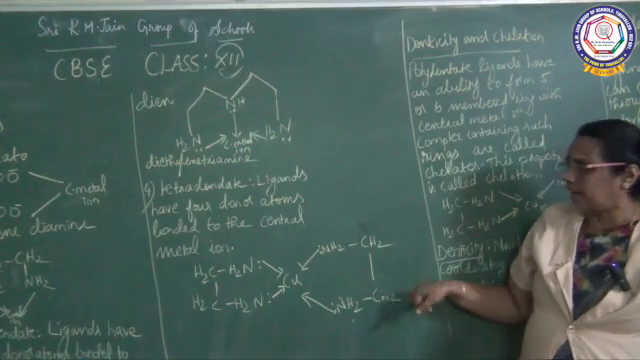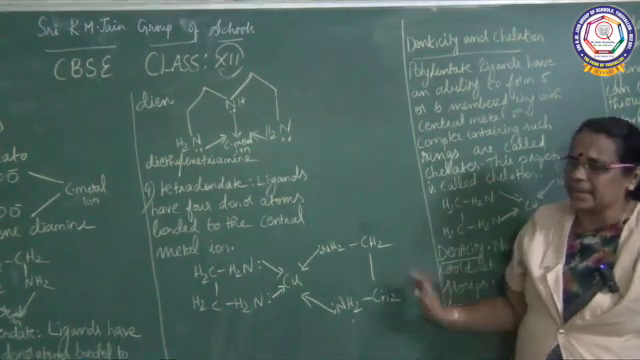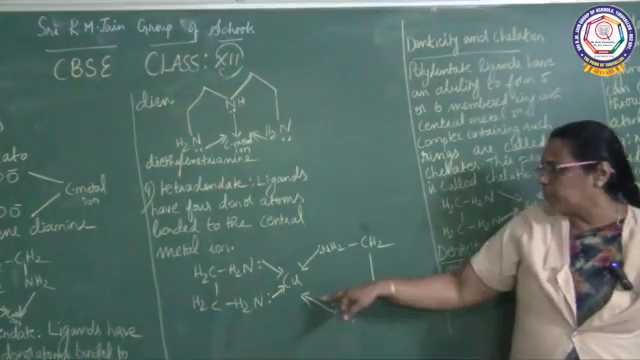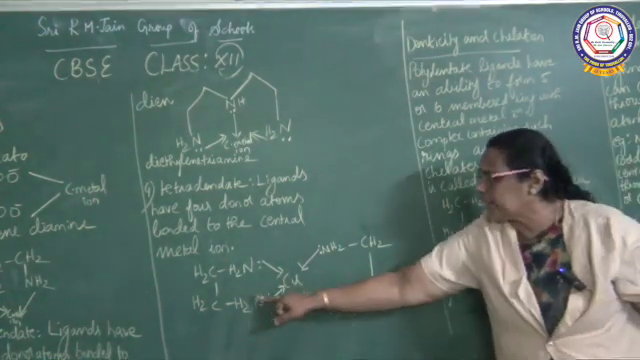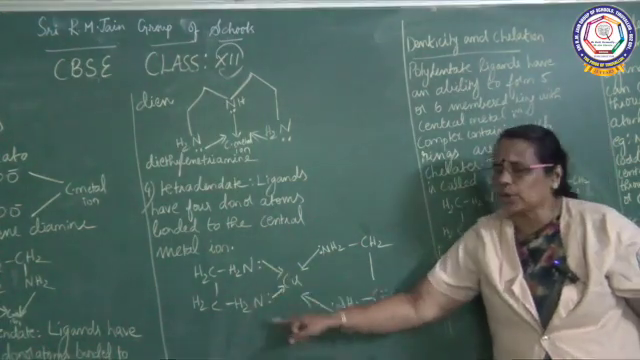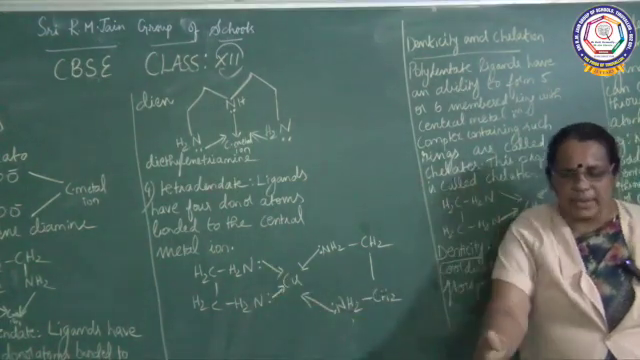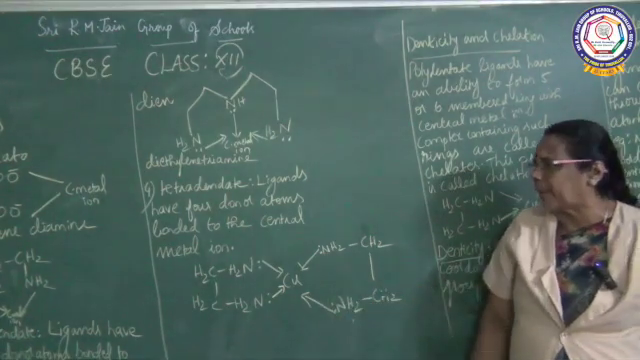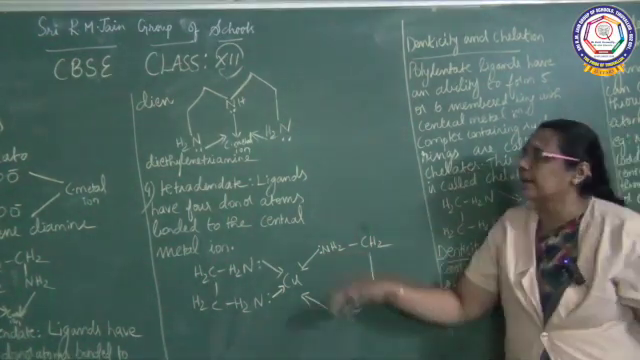Similarly, towards the other side, here also there is an ethylene diamine. Each nitrogen is sharing an electron pair towards the central metal ion. So totally there are four donor nitrogen atoms which are donating four electron pairs towards the central metal ion copper. So we can call it a tetradentate ligand.